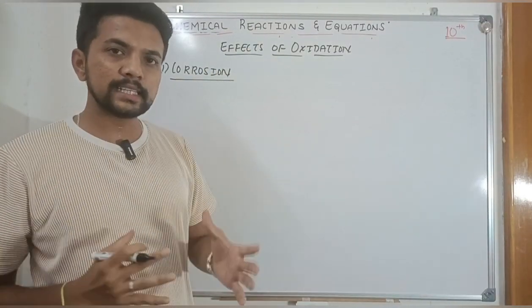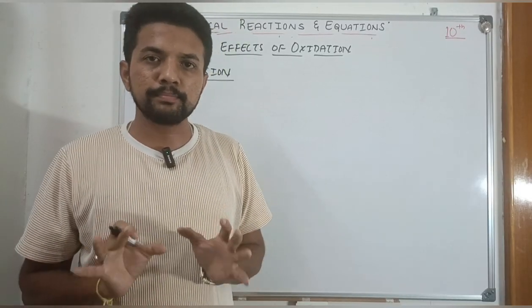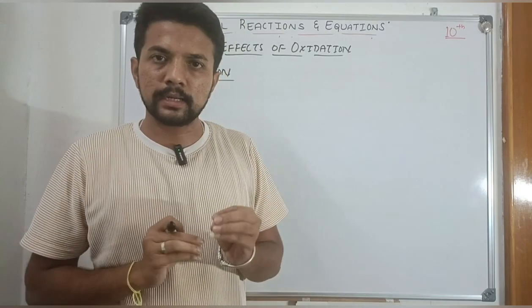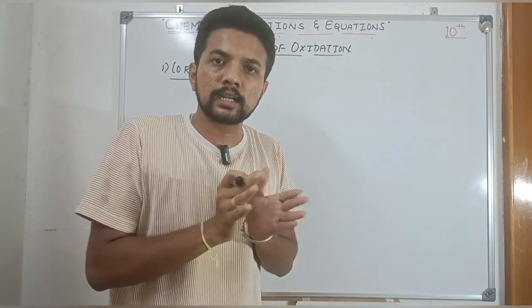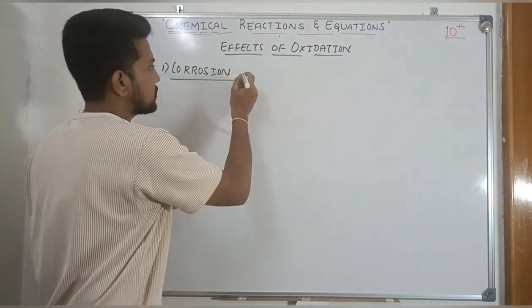Corrosion. So one of the easiest examples for corrosion is rusting of iron. So what is meant by corrosion? In simple words, corrosion is nothing but slow destruction of metals. So when metals slowly and gradually get destroyed, that is nothing but corrosion.